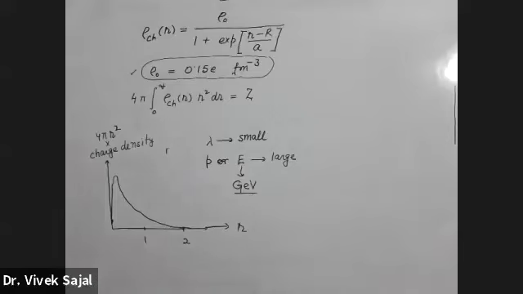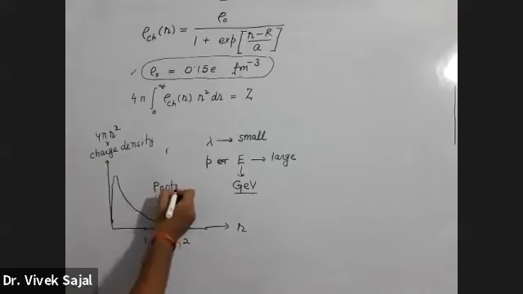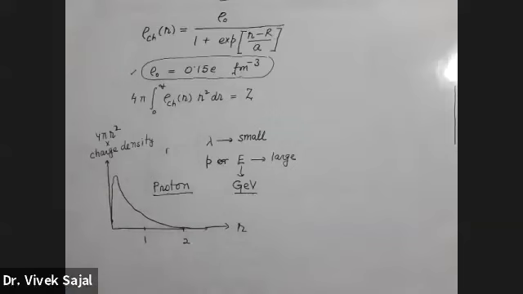People have done many experiments, and on the basis of those experiments, they found this type of charge distribution inside the proton. So inside the proton, this type of charge distribution is there. This part is exponentially decaying.